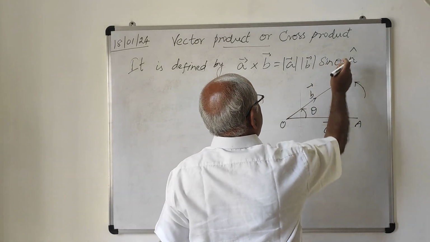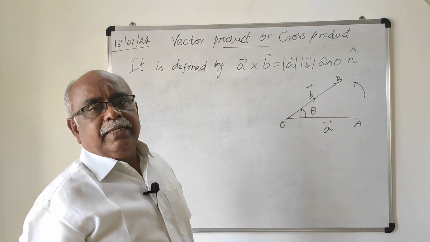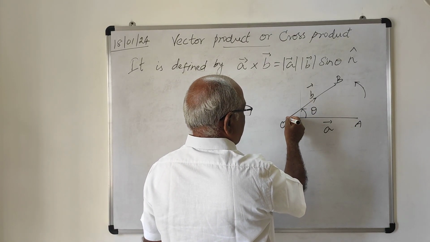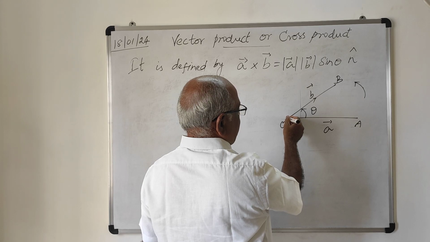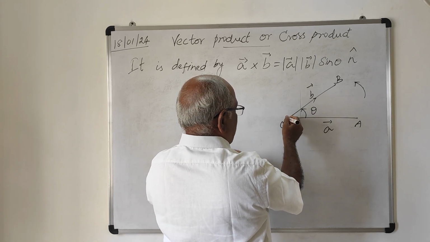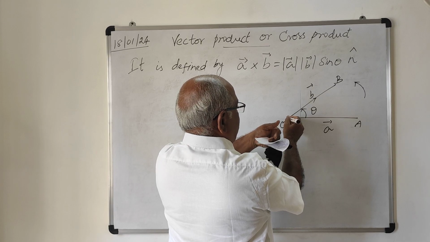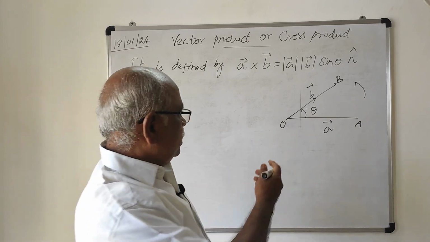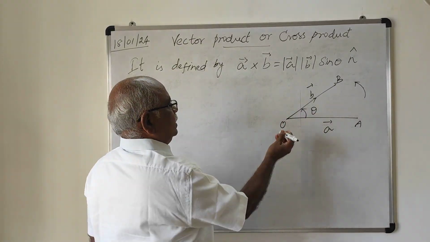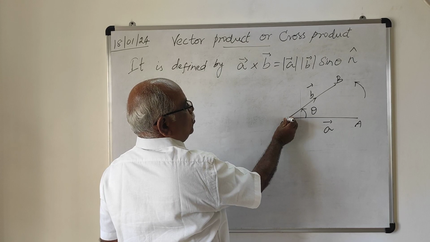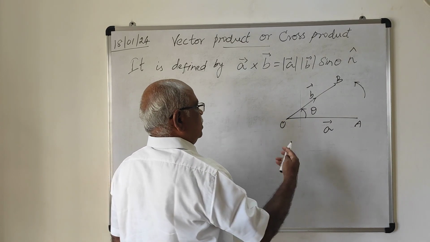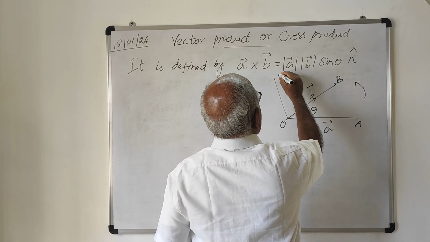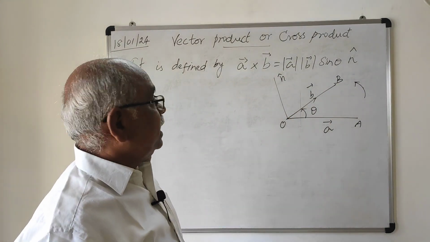N cap is a unit vector acting perpendicular to both A and B. So it should be in the direction of the pen. This pen direction is the perpendicular direction of two vectors A and B. So the n cap is acting outward of the board. It cannot be drawn in two dimensions, therefore I can draw it like that only. In this direction, n cap is acting. N cap is a unit vector.